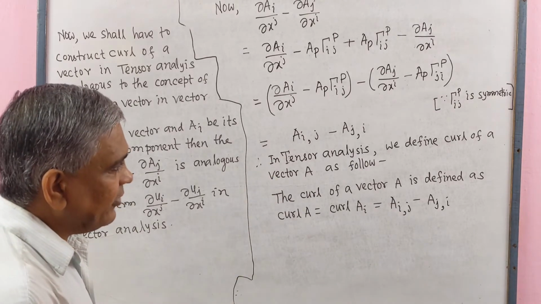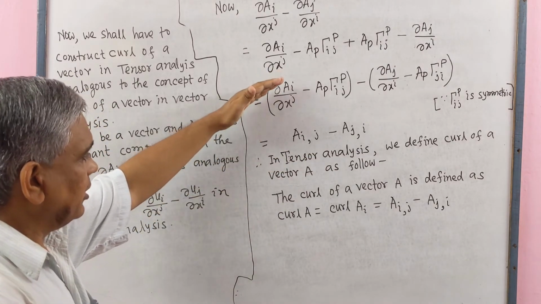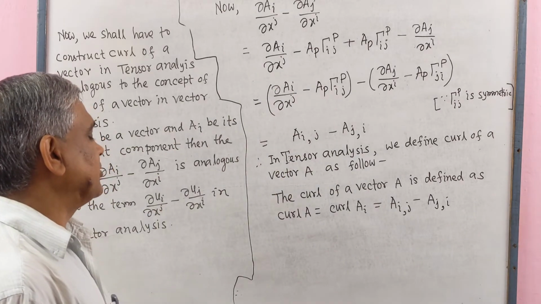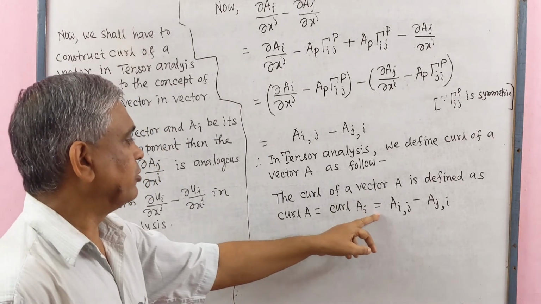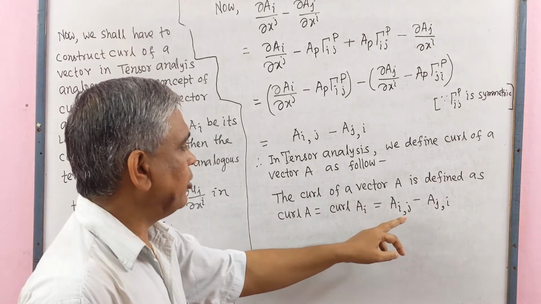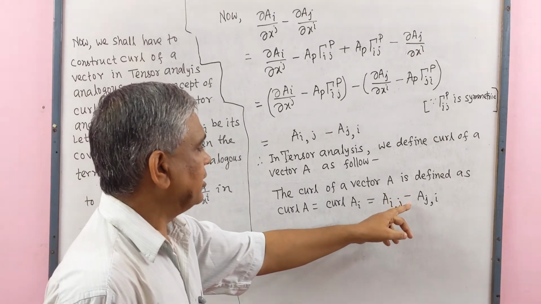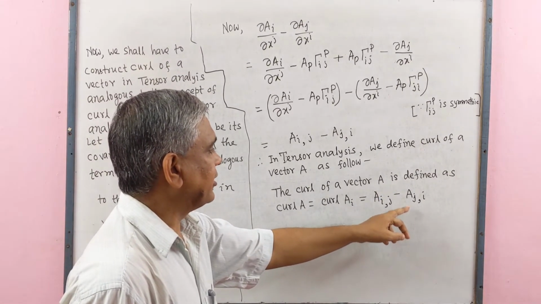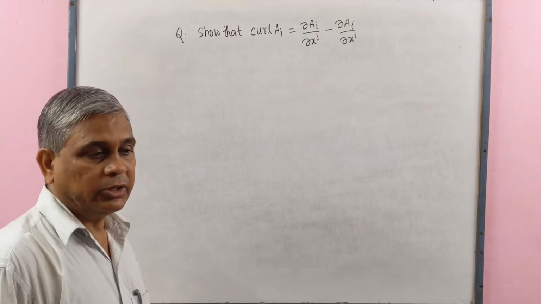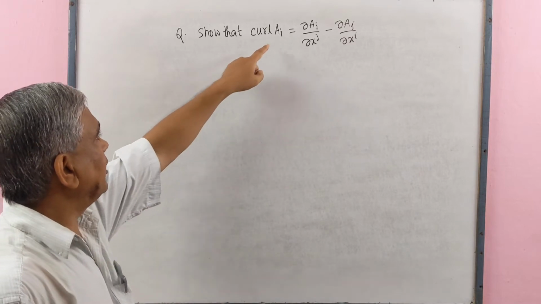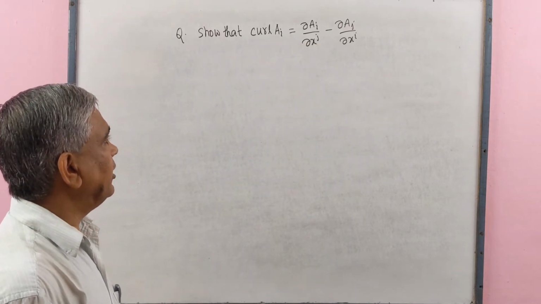In tensor analysis, we define the curl of a vector A as follows with this concept. The curl of a vector A is defined as curl A, the curl of the covariant vector, equal to the covariant derivative of the covariant vector Ai minus the covariant derivative of the covariant vector Aj. Here we have a question: show that curl Ai equals del Ai by del xj minus del Aj by del xi.